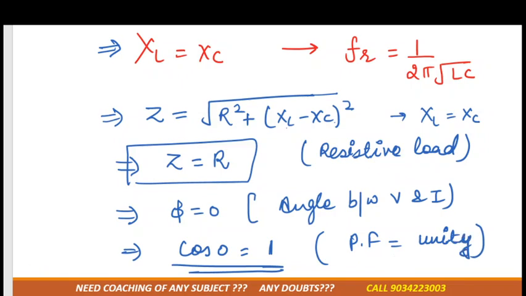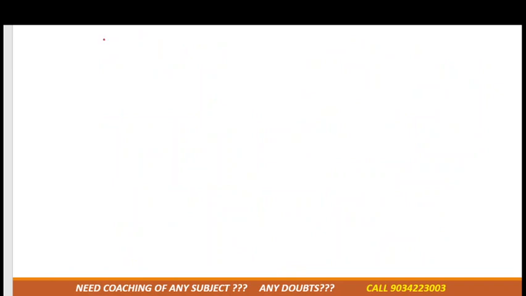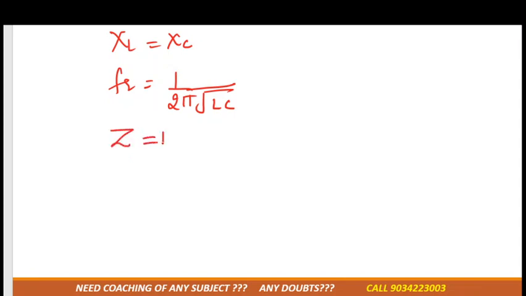So we conclude that in the case of resonance, XL is equal to XC and FR is equal to 1 by 2 pi root LC. You need to remember this formula for the purpose of numericals, and Z value is equal to R. Up to here, any doubt? So we have these values for the resonance condition, and based on these values we'll draw the graph.